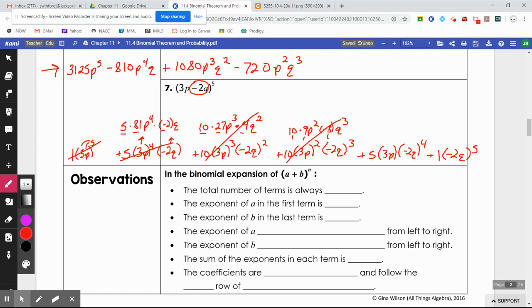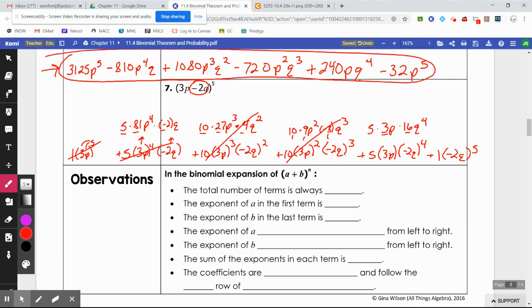Let's see. Now I have a 5. 3p is to the first power. And then -2 to the fourth, that would be a +16q to the fourth. So I have 3 times 16 is 48, times 5 is 240 p to the first, q to the fourth. And then finally my last term, -2 to the fifth power. That's going to be a -32 p to the fifth power, and there is your expansion. So that was a little bit tougher.